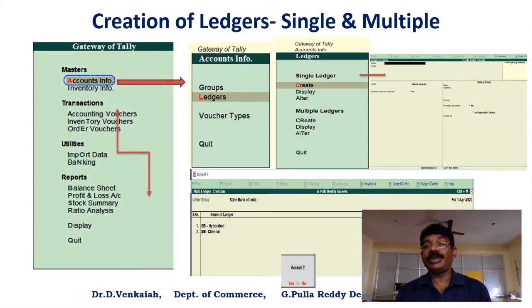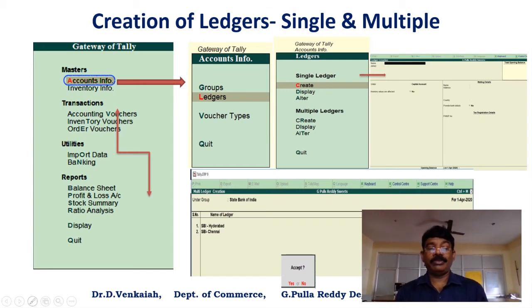So ledgers can be created in two ways: one is single mode as well as multiple mode. I explained single and multiple in one window because we already learned how to create groups under single and multiple. So we can easily understand how to create ledger accounts under single as well as multiple.